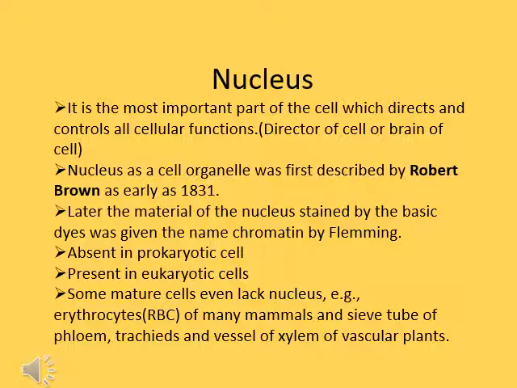Again, exceptions are there, and the most important exceptions are erythrocytes, that is RBCs of many mammals, then sieve tubes of phloem, and tracheids and vessels of xylem. These are the permanent tissues of the plants. The nucleus is absent in all these cells.